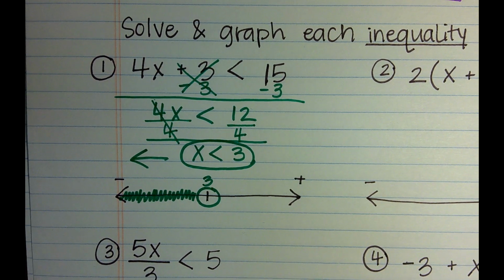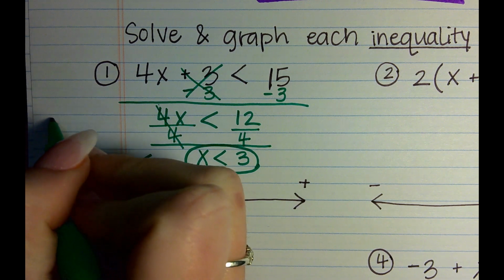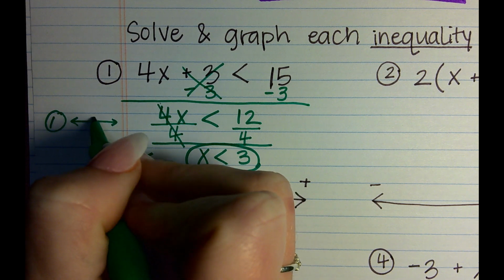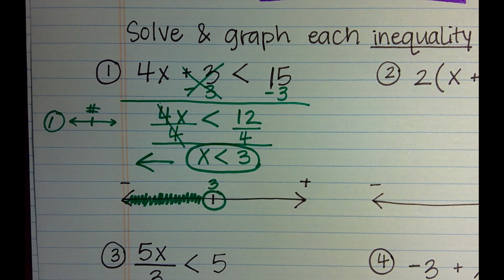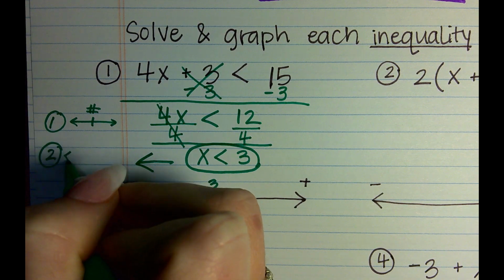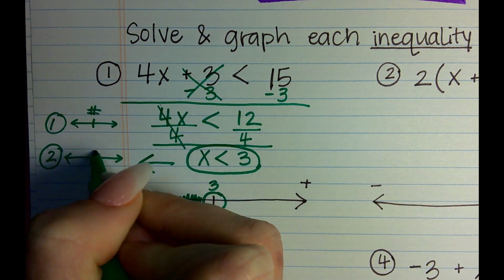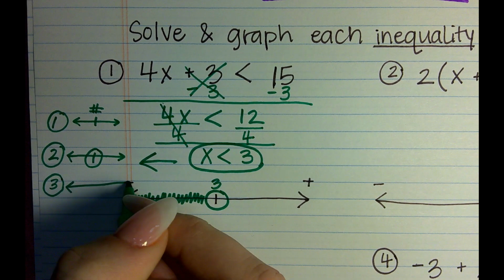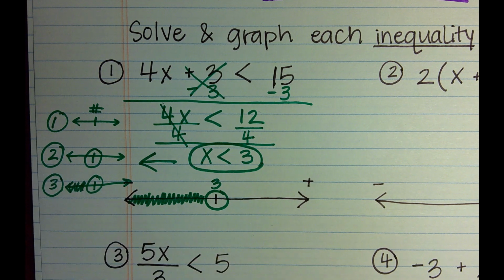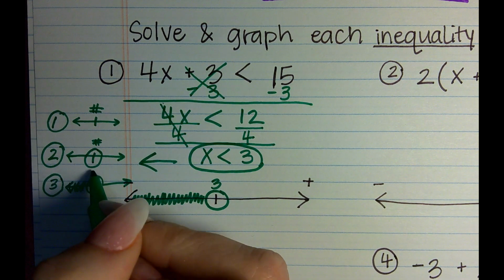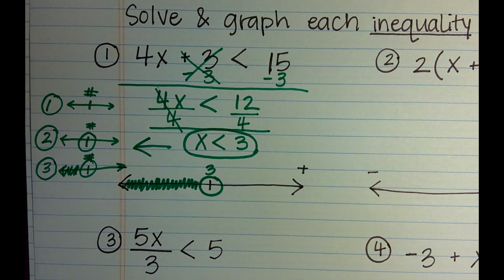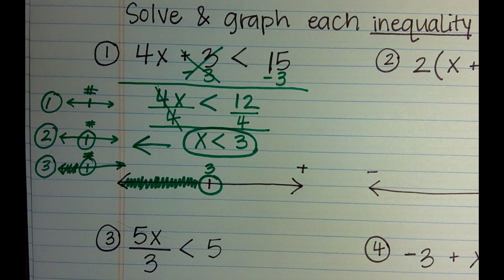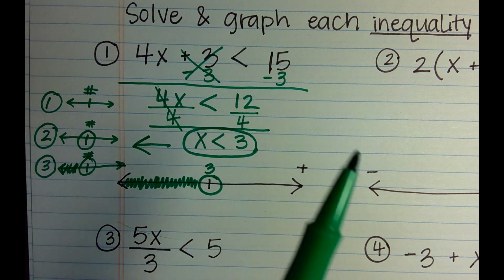So there's just 3 main things that we do to graph. Step 1 is you just write the number above the line. So your number, that's step 1. Step 2 is to circle the tick mark. And step 3 is shading. So there's really just 3 little steps there. And we did them. Okay. Do we have any questions on number 1? Any questions at all on number 1?